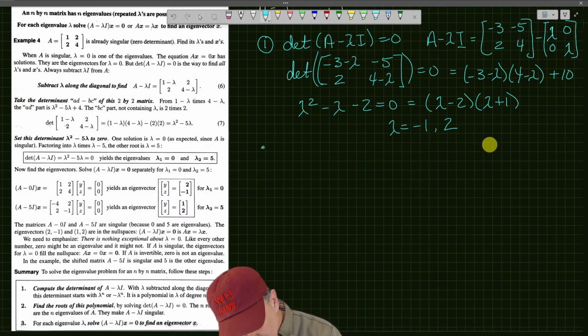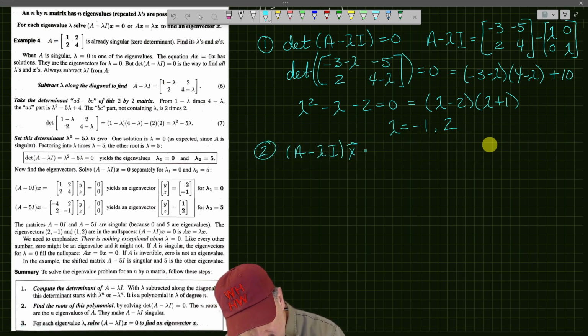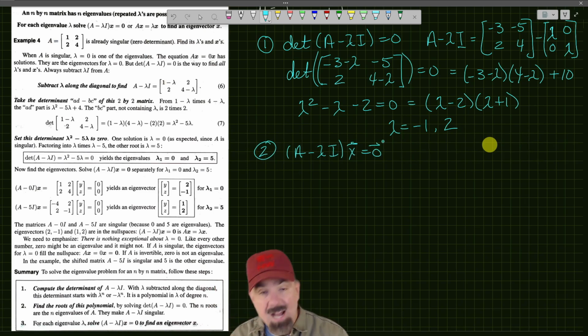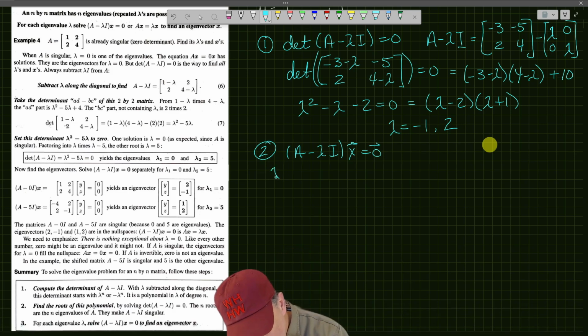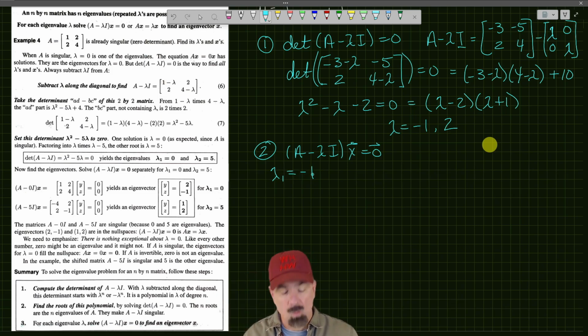Now we're going to solve (A minus lambda I) times x equals 0. By convention, we end up numbering the eigenvalues. It doesn't matter which order. Oftentimes we go smallest to largest, but it doesn't make any difference. So we're going to say the first eigenvalue is -1.